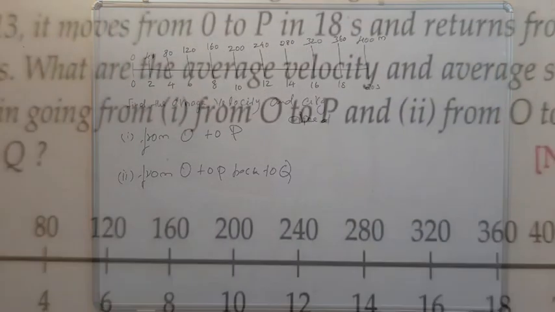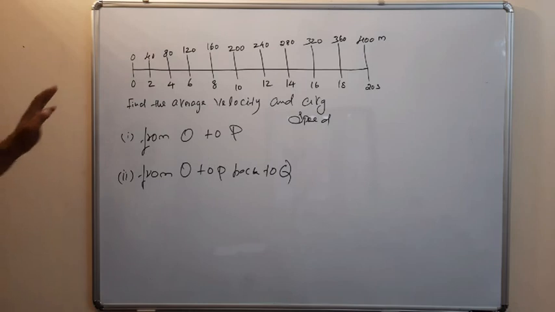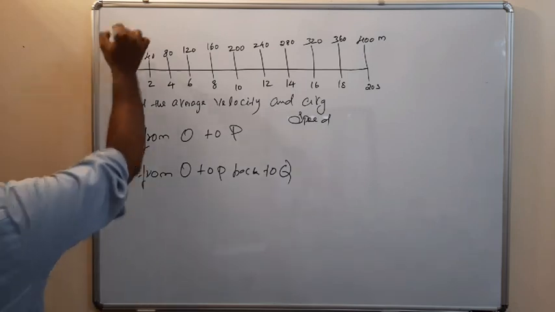So the first problem: a car is moving along the x-axis as shown in the figure. It moves from O to P in 18 seconds and returns from P to Q in 6 seconds. What are the average velocity and average speed of the car in going from 1. O to P, 2. O to P and back to Q. This is given in the question, that is problem 1.